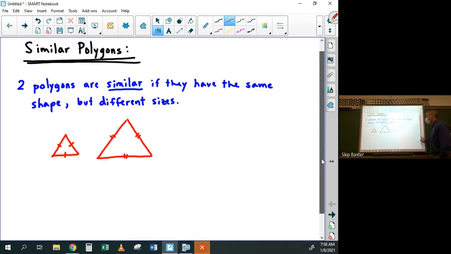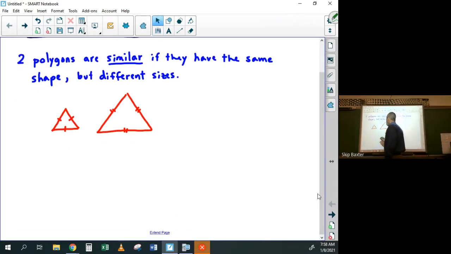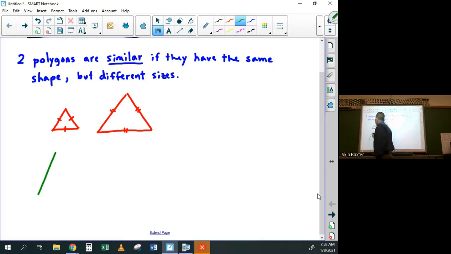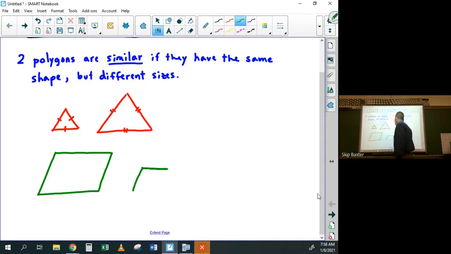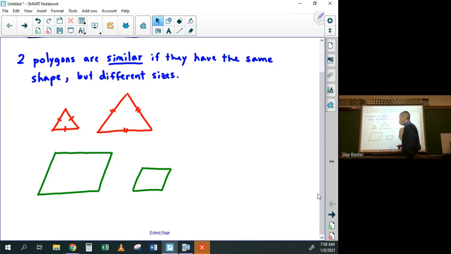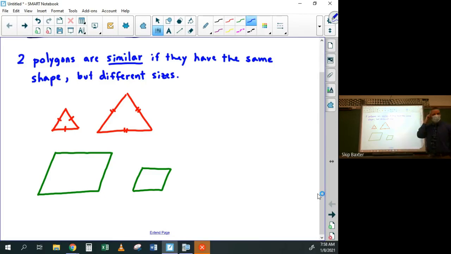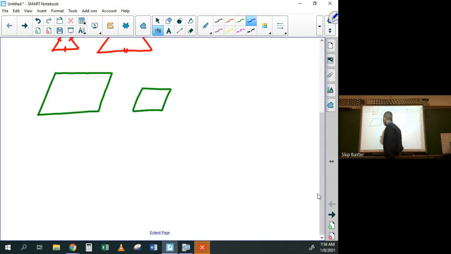Okay? Or you could have a small or a large parallelogram, let's say, and then a smaller parallelogram. Now, it's not enough that they're just two parallelograms. Like, that's not enough to say that they're the same shape. Okay, so there's a couple facts that have to be true in order to say that they're similar. You can't just say they're both parallelograms, so they're similar. That's not the way that works. So there's two facts that have to be true in order for two figures to be similar.